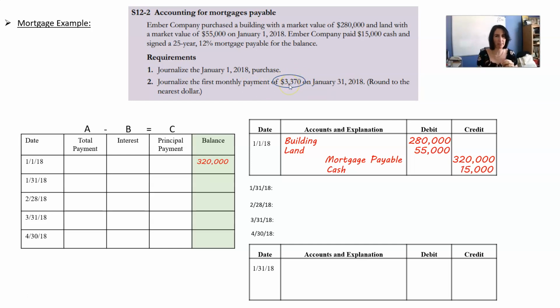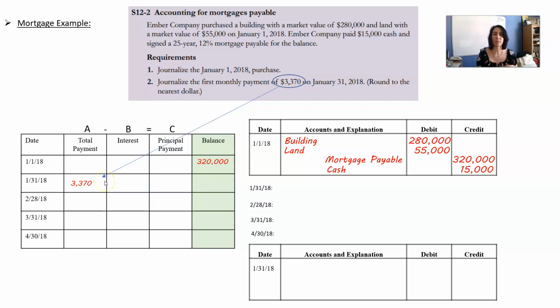Like I said, the monthly payment is fixed in this problem, whereas in the last problem, the monthly payment fluctuated. So the monthly payment is $3,370. So we're going to put that in there, $3,370. That's your total payment, right? We didn't have that piece of information last time, so that's one of the pieces we're being given this time.